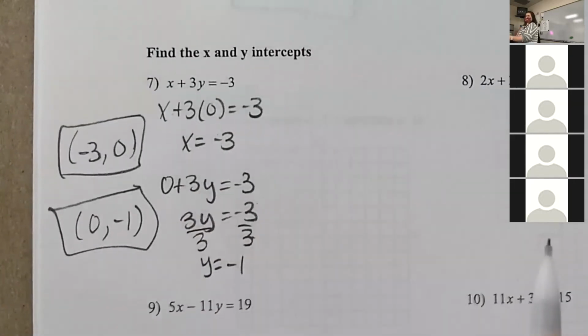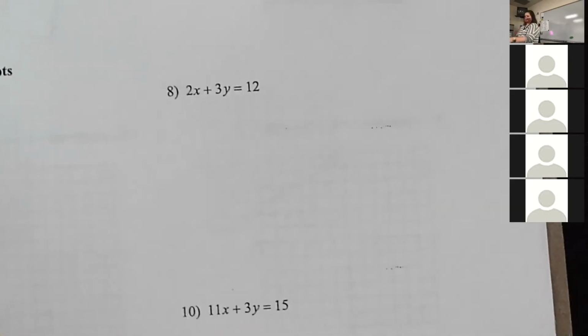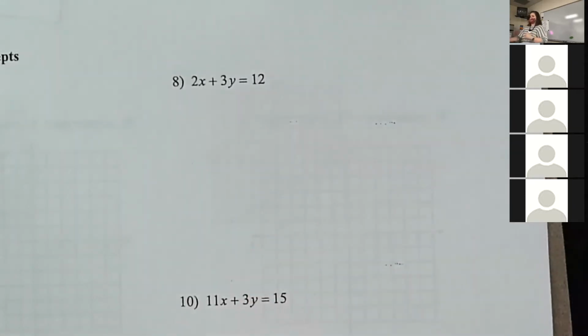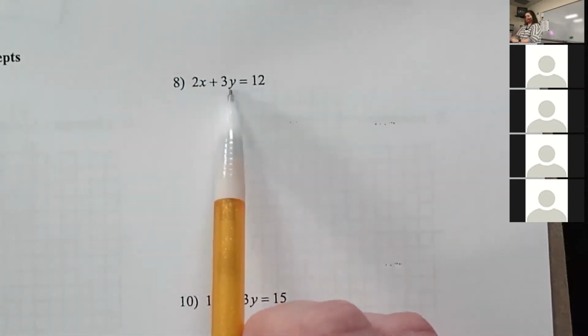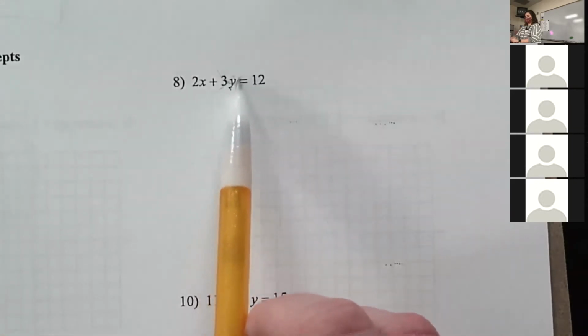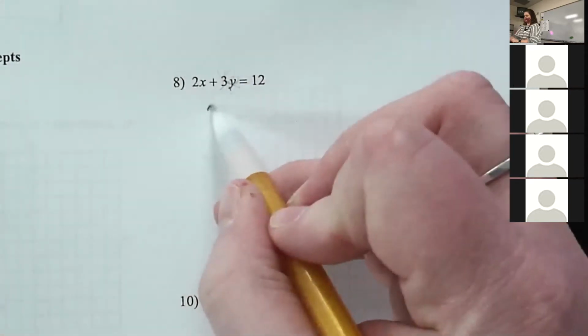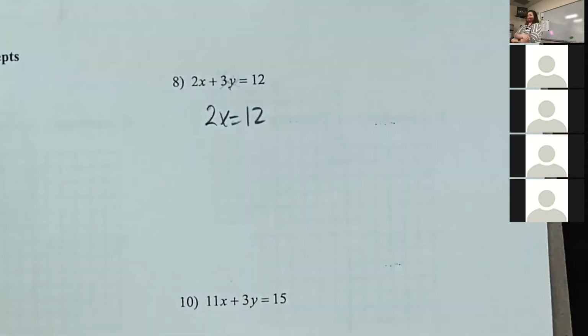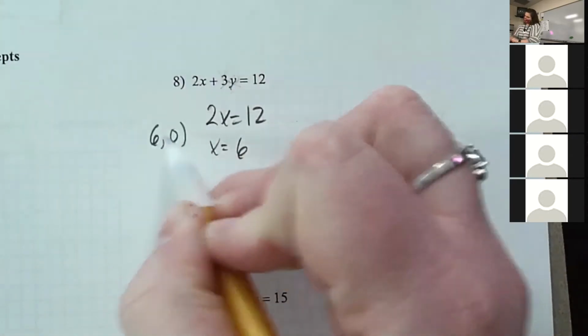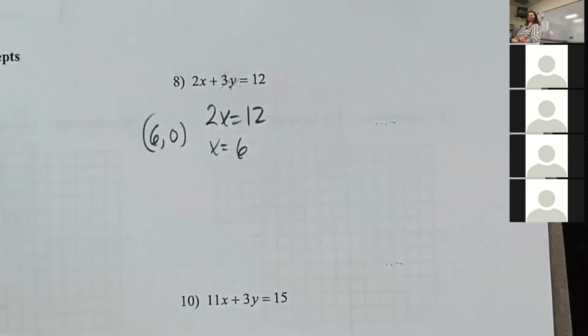Okay, some of you don't need to see times 0. You know that's just going to make nothing. Again, let's try it again. If I want to find the x-intercept, I put 0 in for the y, right? Okay, so that's just going to become what? 0. So then I have 2x equals 12. So what's x? 6. So 6 comma 0 for my x-intercept.